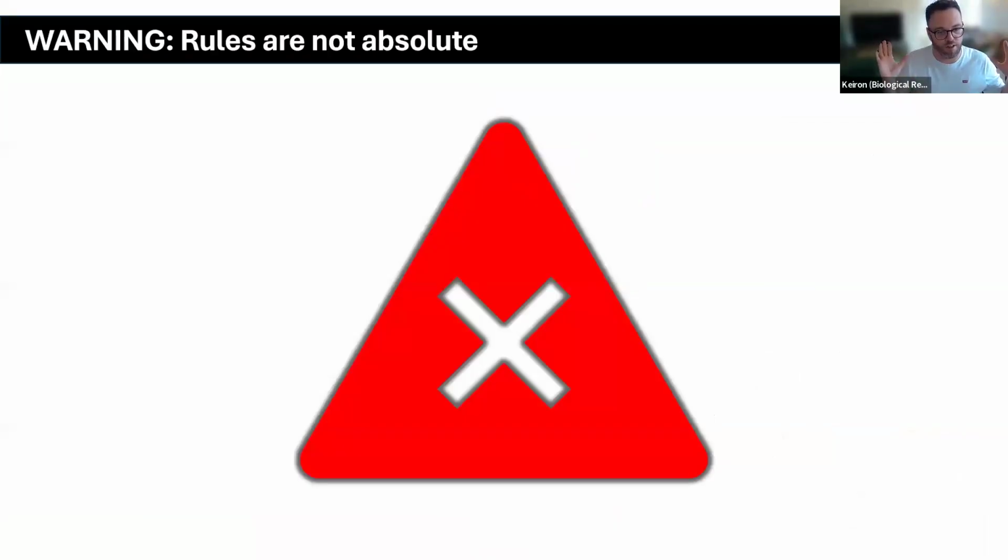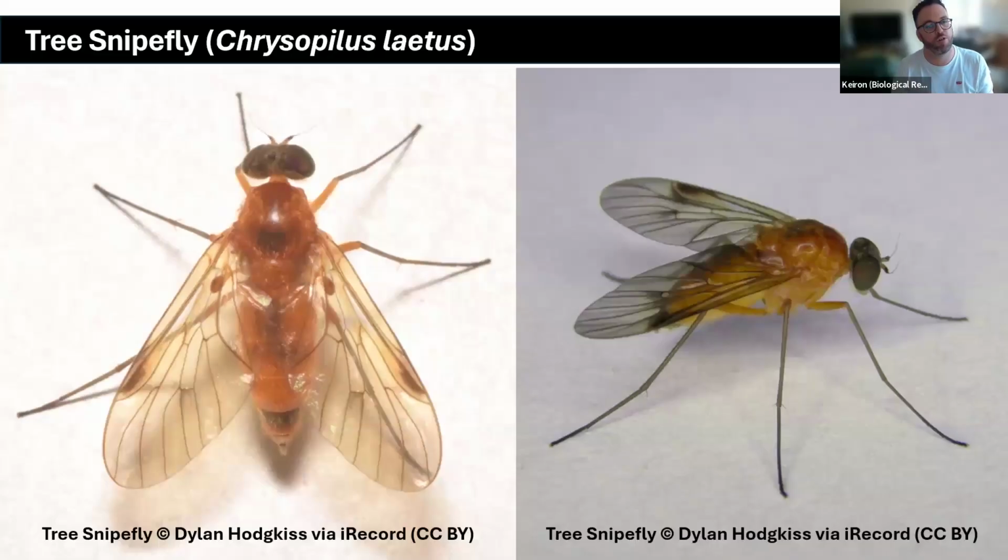I want to have a caveat here that rules are not absolute. Some of the rules are out of date, changes occur with wildlife, etc. And I'm going to just go through a few case studies. So the tree snipefly is a species of Diptera, a species of fly that is a specialist, particularly its larvae are specialists in deadwood, and you'll find it in ancient woodland habitat.